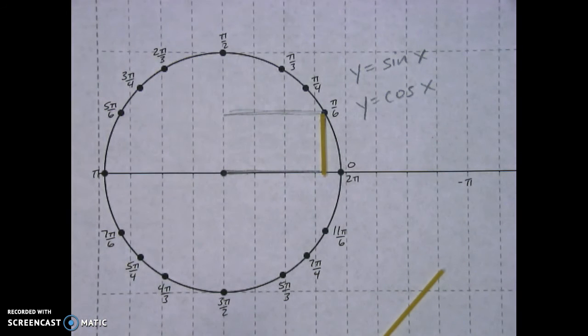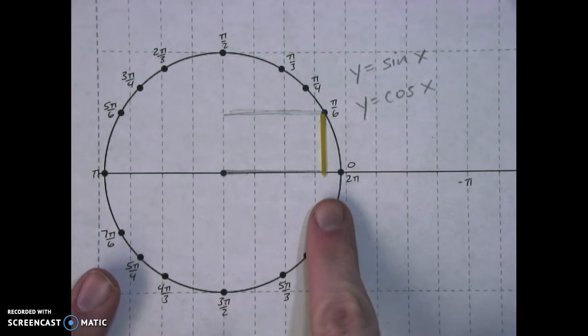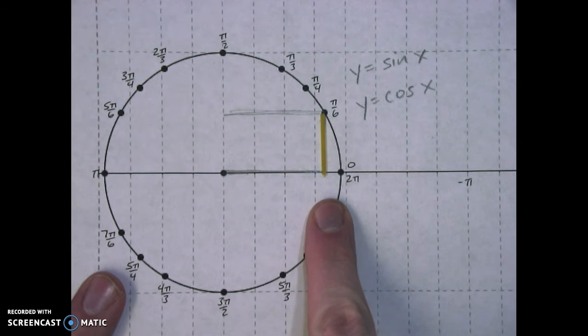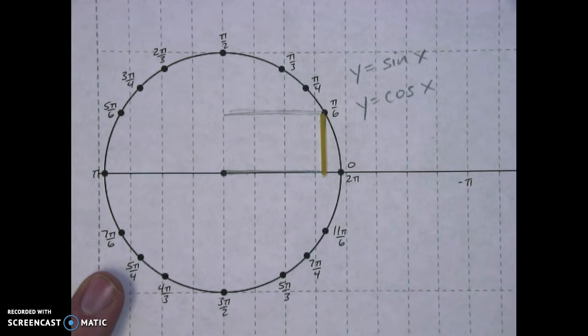Okay, the spaghetti breaks pretty easily. Part of the reason I suggested you not use the angel hair or the thin spaghetti is that it breaks too easy. Okay? Now that length is the value of sine of pi over 6.